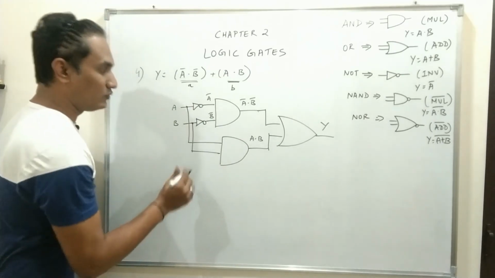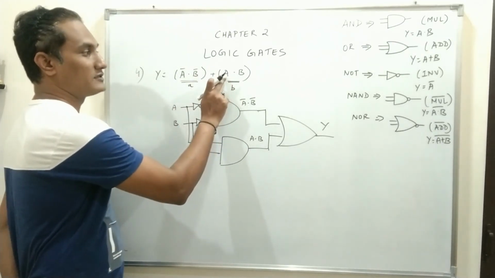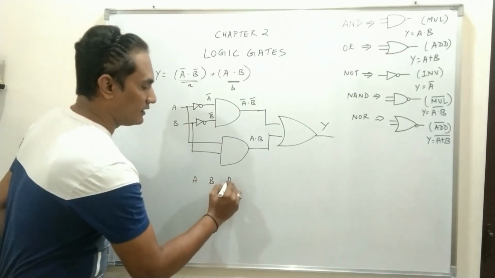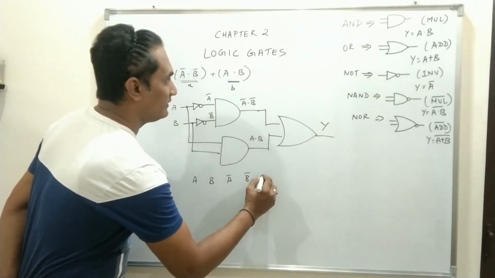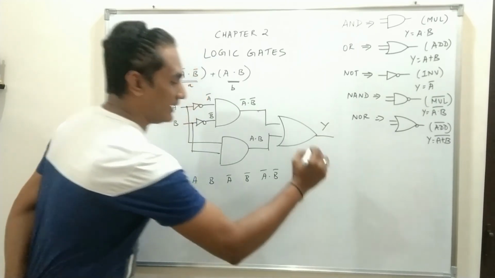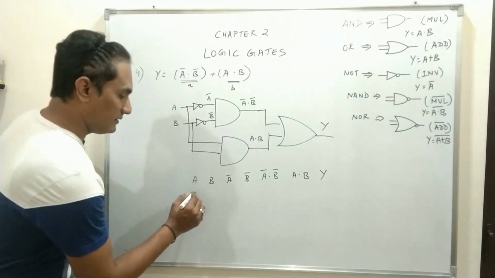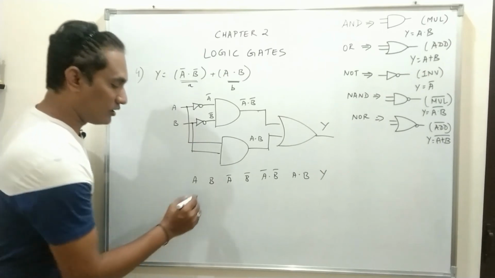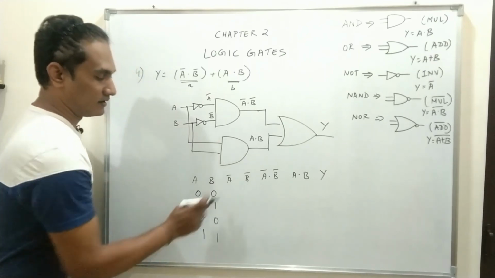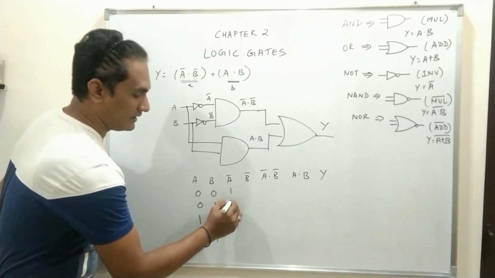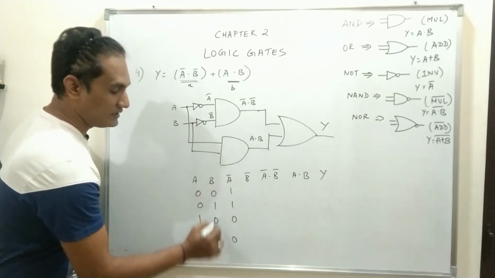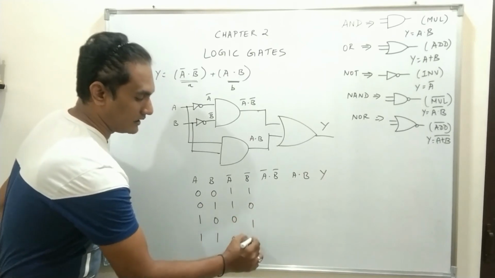Again, you have to write the truth table. So while writing the truth table, what are the variables we have? A, B, A bar and B bar. So A, B, A bar, B bar, then A bar dot B bar, A dot B and Y. So what is AB? As there are two variables, 4 possible combinations, it will be 0 0, 0 1, 1 0, 1 1. A bar is the complement of A, it will be 1 1 0 0. B bar is the complement of B, so it will be 1 0 1 0.